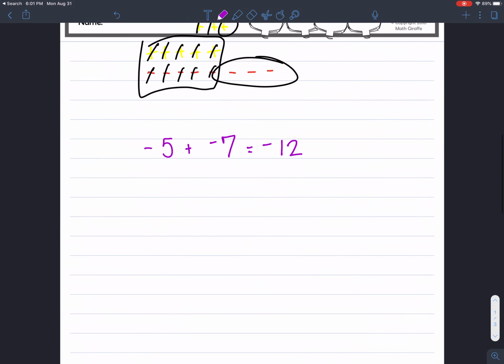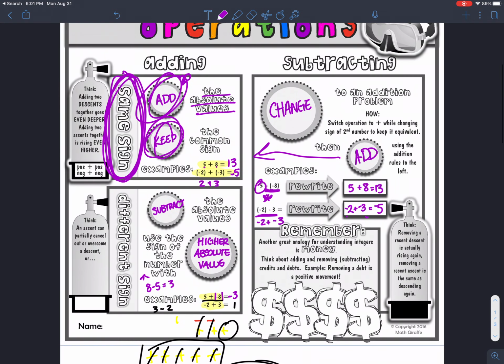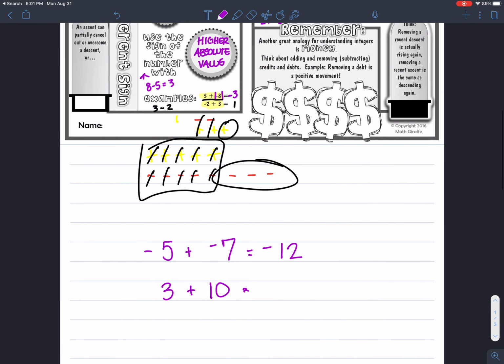A couple more examples. Let's try 3 plus 10. I mean, that one's pretty straightforward. They're both positive. They're both the same sign, so we are going to add and keep the sign. 13, and it's a positive 13.